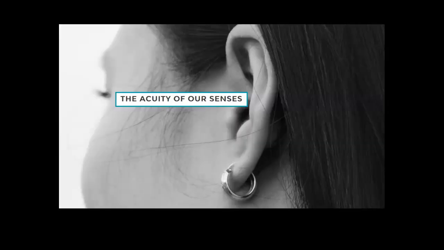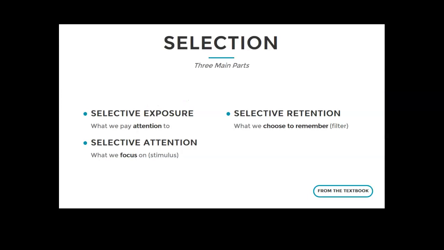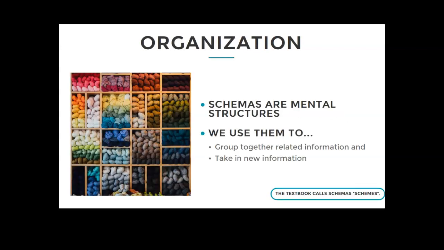What about other factors that influence perception? So that can have to do with your senses. It can do with selection too. So with selective exposure, we're choosing what we pay attention to, what we focus on, and what we choose to remember. So those are the three main parts of selection that are straight out of your textbook.